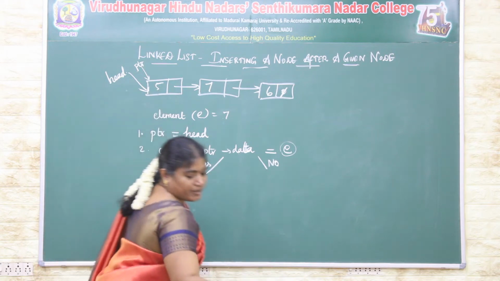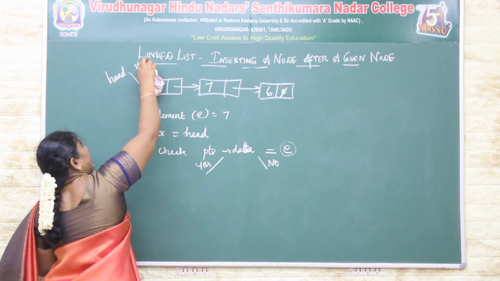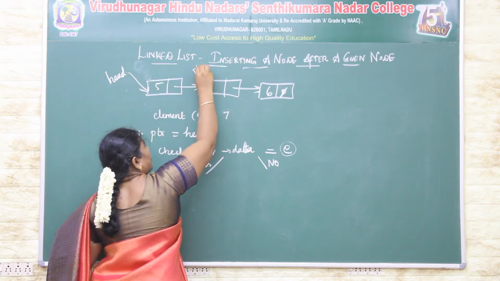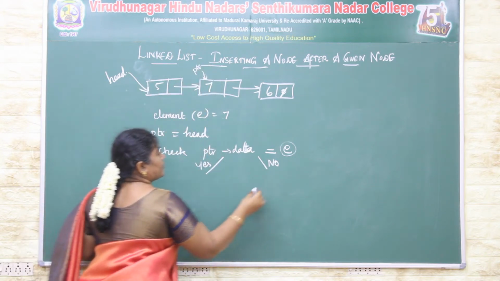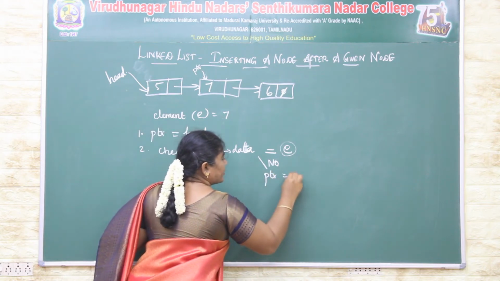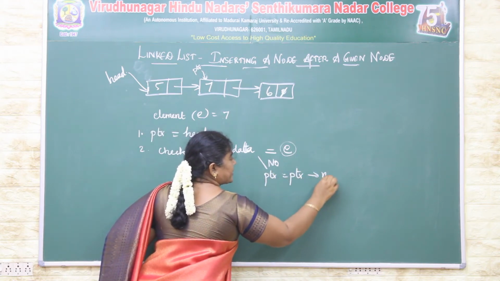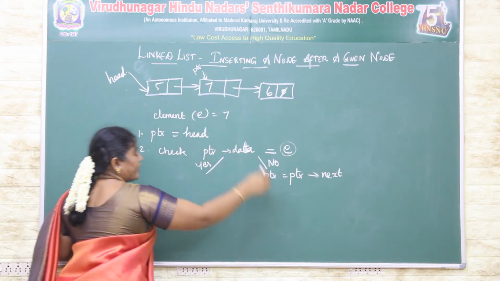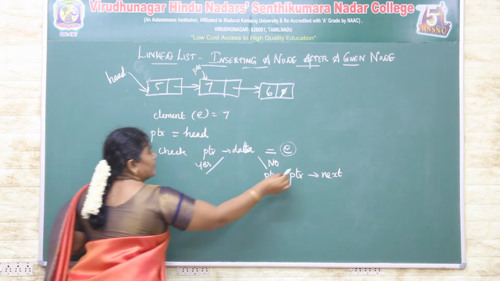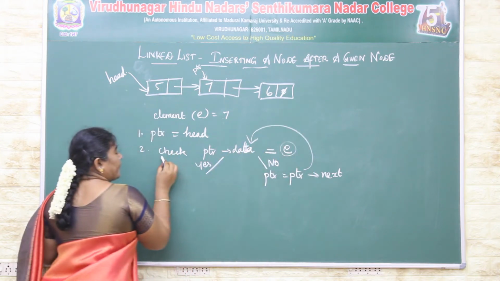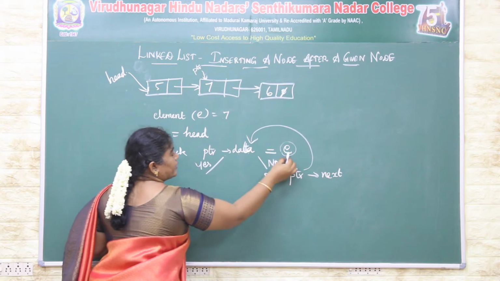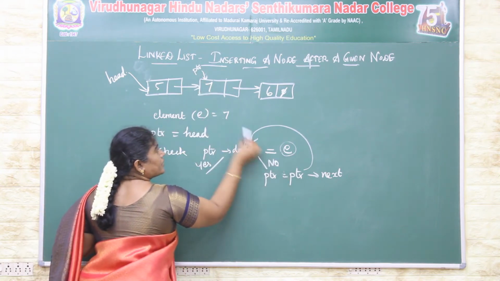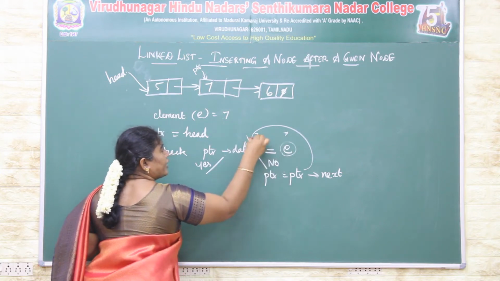I have to move my PTR pointer to this node. How can we move it? PTR equal to PTR pointer next. Automatically my PTR will be moved here. Now again I have to check whether my PTR pointer data is equal to element. What is my PTR pointer data now? It is 7. So 7 equal to 7.